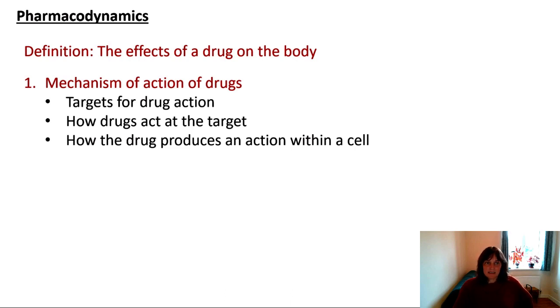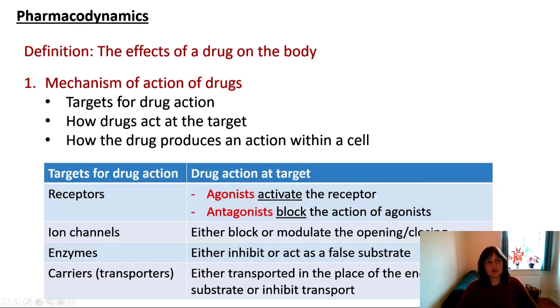We can look at the mechanisms of action for drugs. So this is looking at things like what are the targets for drug action, and these include receptors, ion channels, enzymes, carriers. We can look at how the drug acts at the target. So is the drug acting at a receptor, for example, as an agonist, so activating the receptor, or is a drug acting, for example, as an antagonist? An antagonist blocks the actions of agonists.